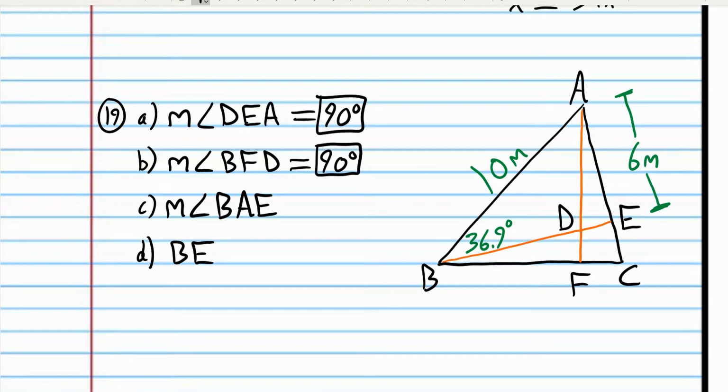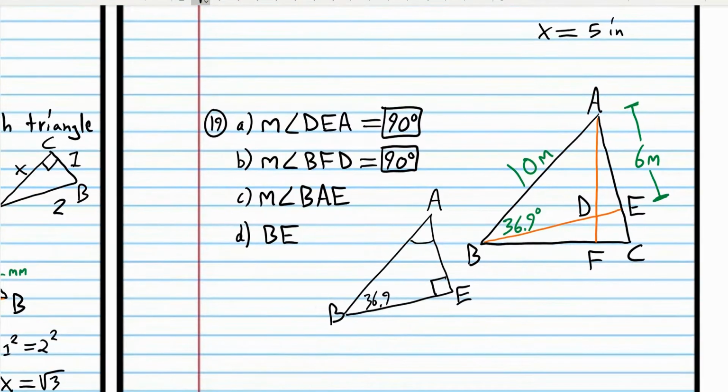Measure of angle BAE. Well, we know that this is 36.9 degrees, and let me just show you the triangle we're using. It's a right triangle because this angle here is 90 degrees. So I should probably pull that triangle out. This is a 90-degree angle, and this is 36.9. We're looking for BAE, which is this angle here. We can call that X.